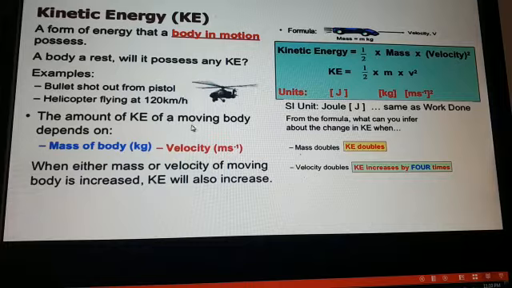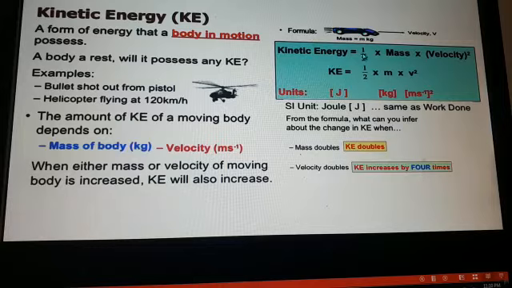The amount of kinetic energy of a moving body depends on the mass of the body and the velocity of that body. When either mass or velocity of a moving body increases, kinetic energy also increases. And here, see, the mass doubles, kinetic energy doubles; velocity doubles, kinetic energy increases by 4 times.